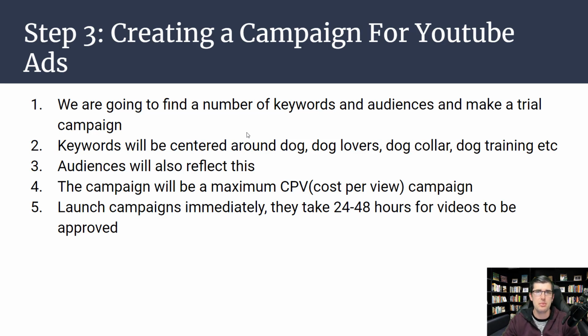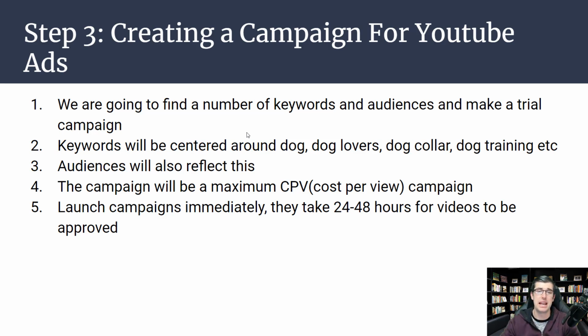So we're going to create a campaign. I'm going to teach you how to make a base campaign and teach you a bit about it, keeping it very basic. I know that it's a lot to take on board. So we're going to find a number of keywords and audiences and make a trial campaign. I'm going to be entering words, and there's a theme here: I love dogs. So dog lovers, dog collar, easy as easy as easy. Audiences will reflect this.